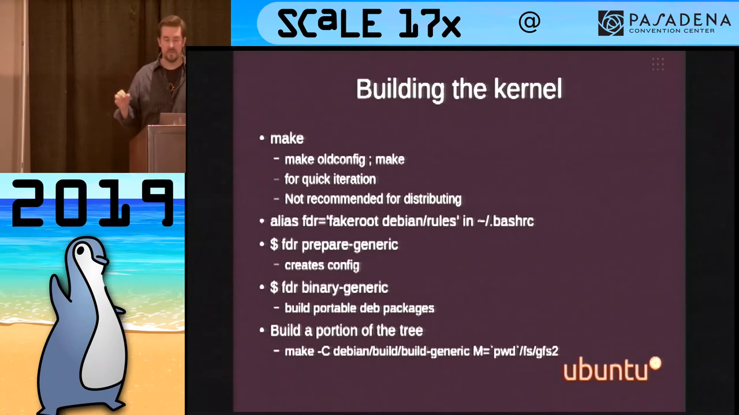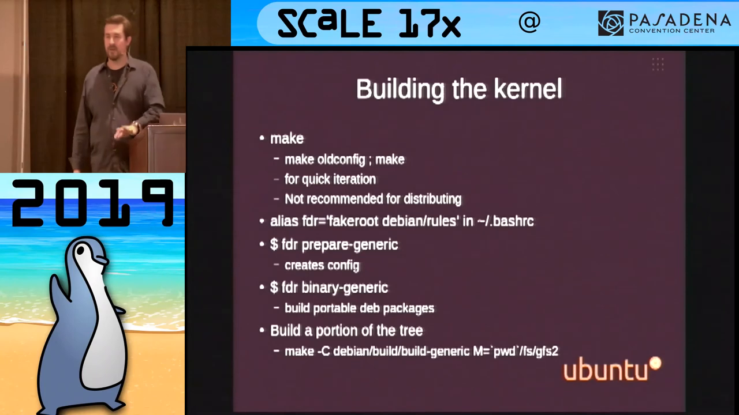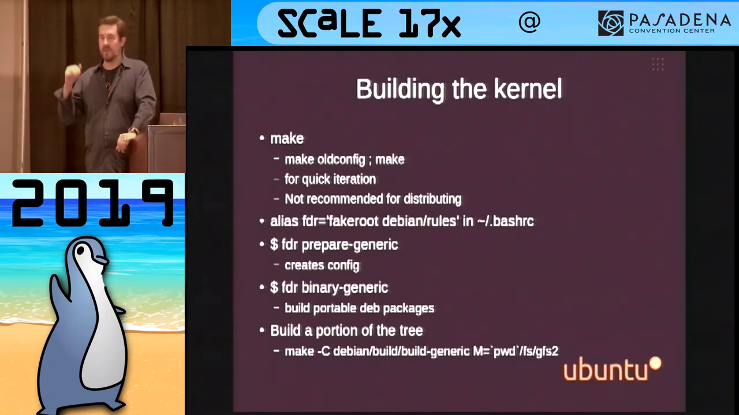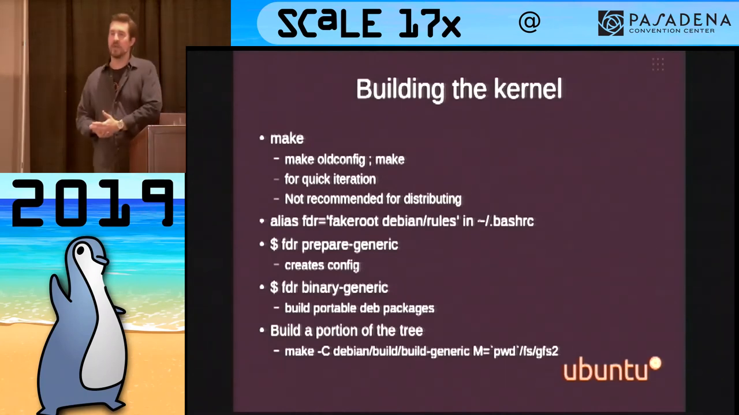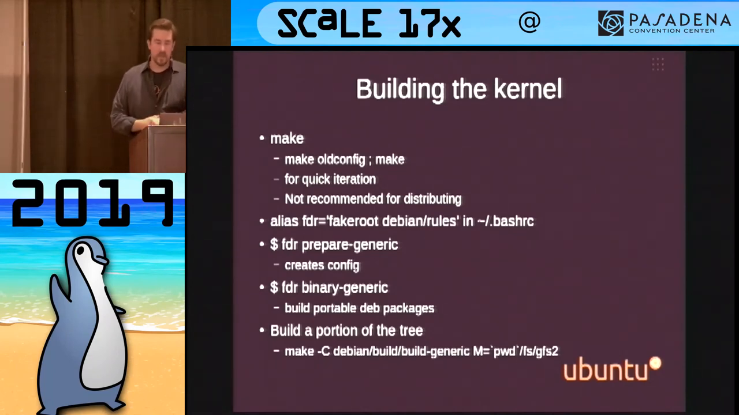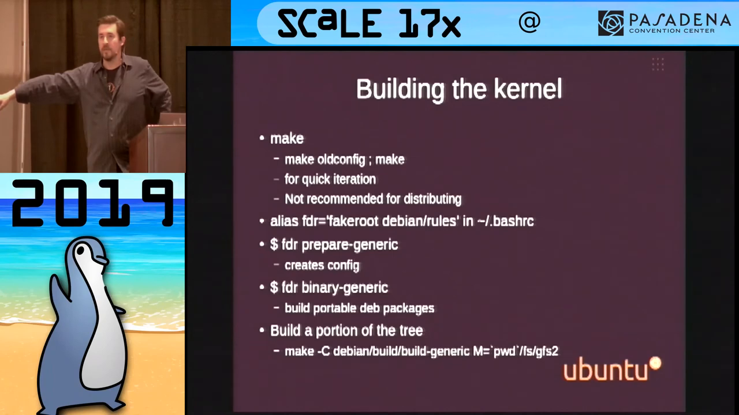If you're building off of the Ubuntu kernel trees, though, and you alias fdr to fakeroot debian/rules, note there, if I do fdr prepare generic, that'll create the config for that kernel that I'm trying to build. And then if I do fdr binary-generic, that will actually create Debian packages that you can then distribute elsewhere. And just a quick note, if you're doing development and you just need to build a subset of your tree and you're using the Ubuntu trees, this is how you would point it to the build directory, so that you can build just a small subset of the tree.